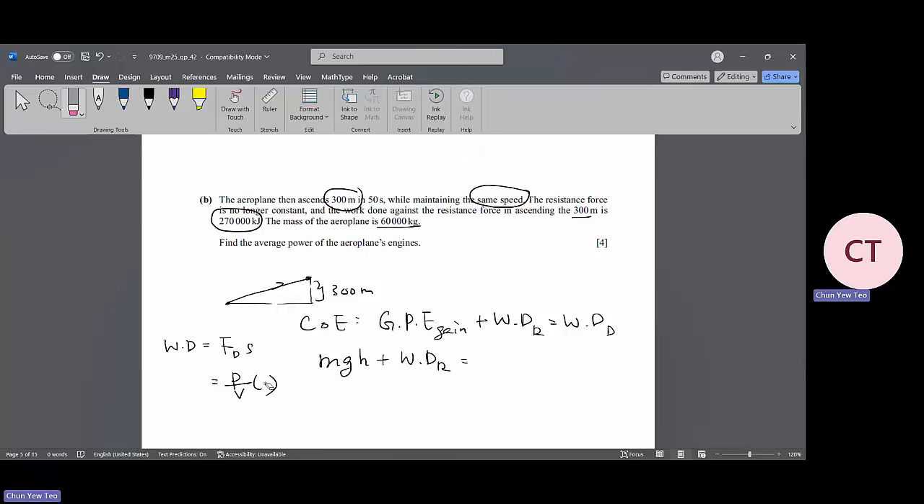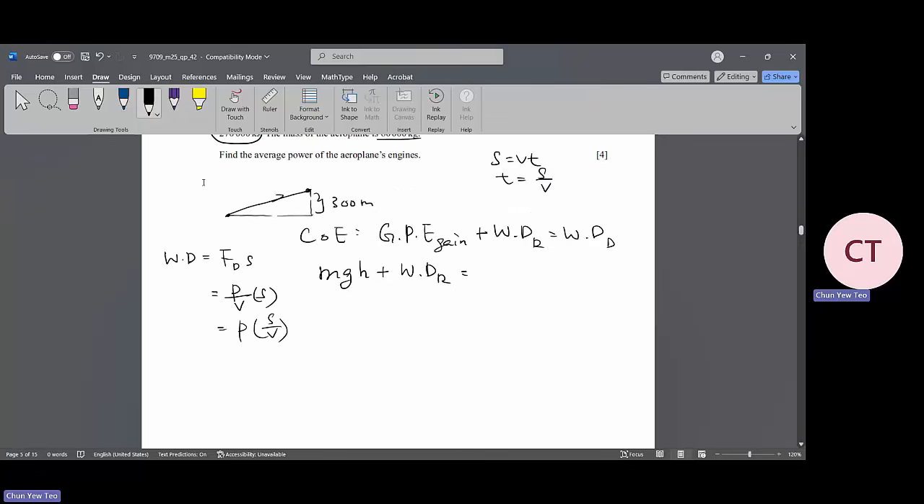So we can make this become PS over V. So what is S over V? We know that S is equal to VT, so T is equal to S over V. So we can just write PT. This is what we can do: power multiplied by time, so this is P multiplied by time.